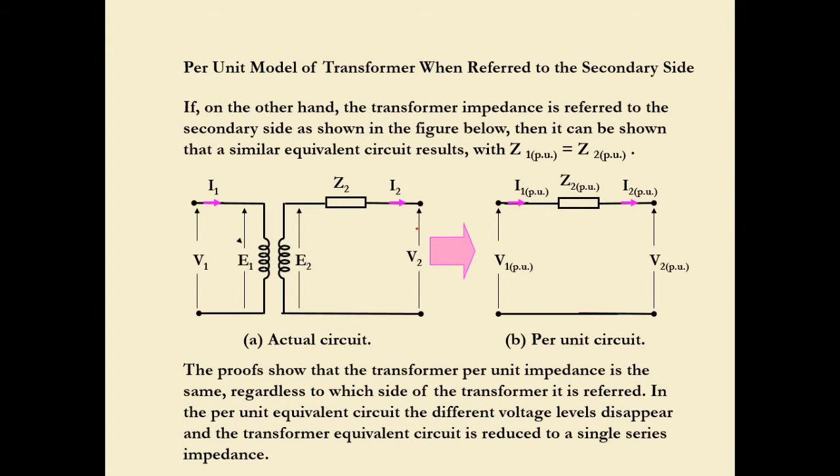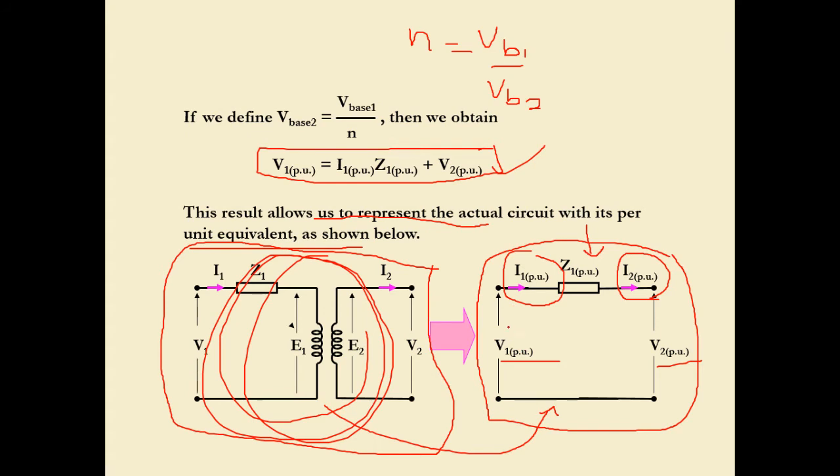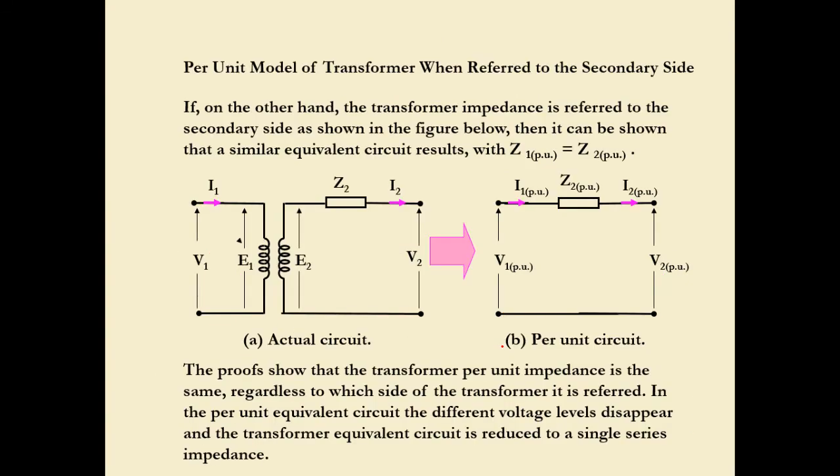Per unit model of transformer, when referred to the secondary side. We have seen earlier what happened if we convert everything to the primary side. There is not much difference if we do it the other way around. On the other hand, the transformer impedance is referred to the secondary side as shown in the figure below. We don't need a further derivation to prove it, but instead we just represent the PU instead of the actual.